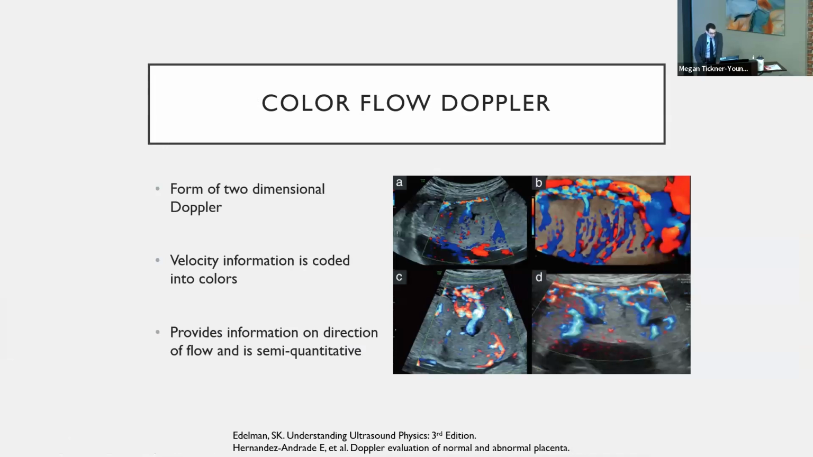And here we have color Doppler, which we're all familiar with. Velocity is coded into two colors, with red being flow that's moving towards the transducer, blue flow moving away from the transducer, and then magnitude is actually represented by how light the red and blue is. And then on the right here, you can see placental Doppler looking at spiral arteries.